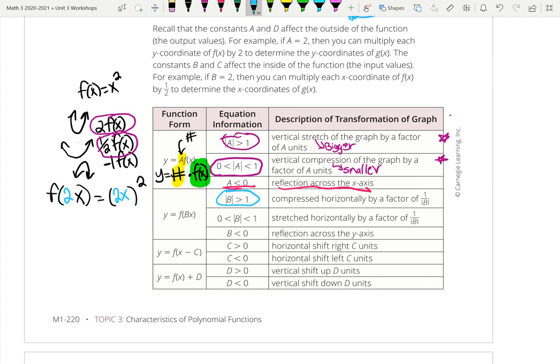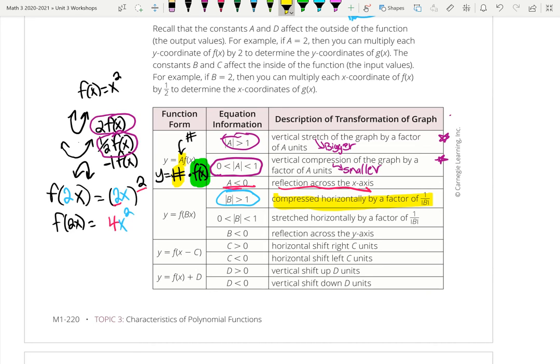This might be a little new algebraically. Now I'm going to have to just simply leave this b. Remember, this is all just one word, f of 2x. Now I have to do 2x squared. 2 squared is 4 times x squared. So notice how it changed. This is going to result in a compression that is horizontally by a factor of 1 over b.